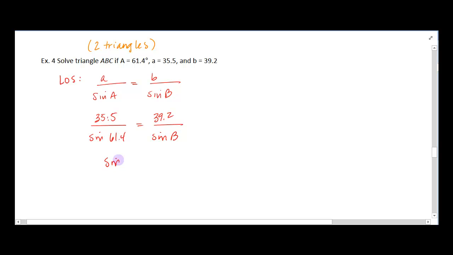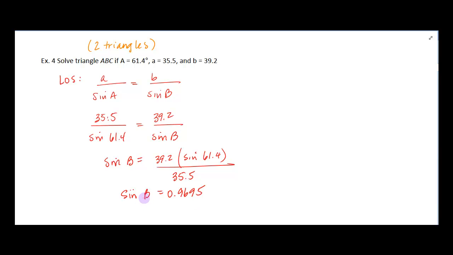So sine B is equal to 39.2 times the sine of 61.4 divided by 35.5. When you simplify this part right here, we end up with the sine of B equal to 0.9695. But again, we have two possible angles or outcomes when I take the inverse sine, because sine is positive in both first and second quadrants, so I have two possible angle measurements that could work here.